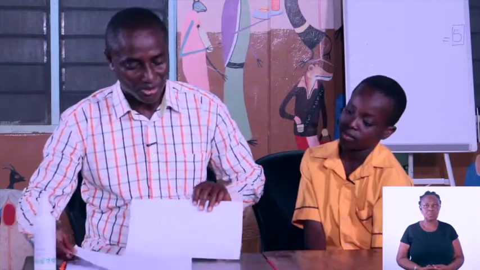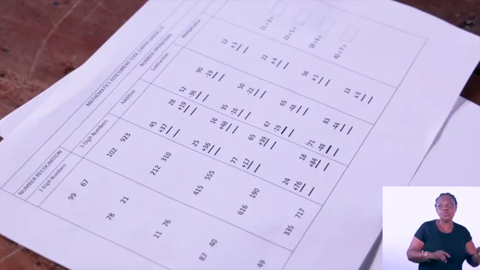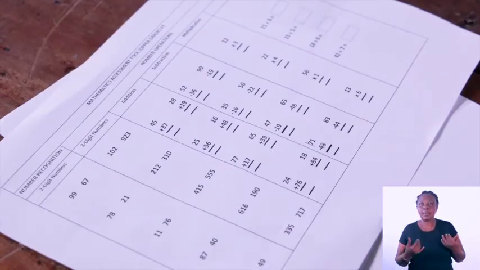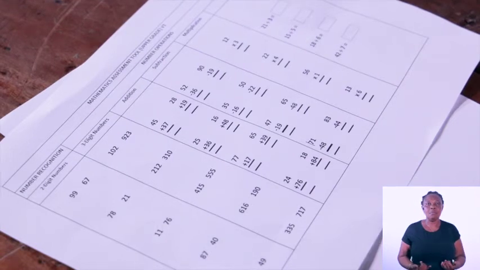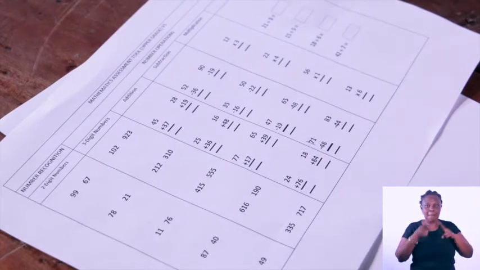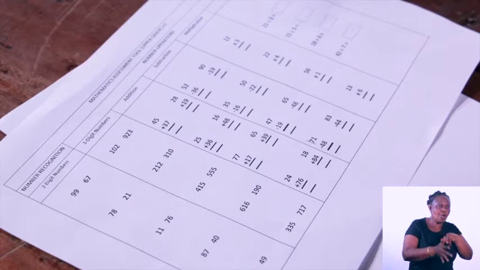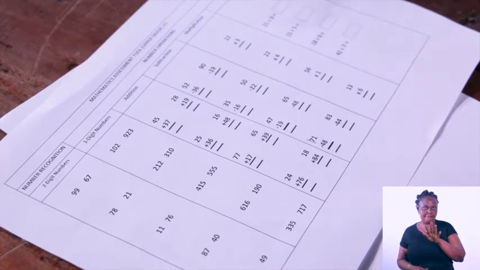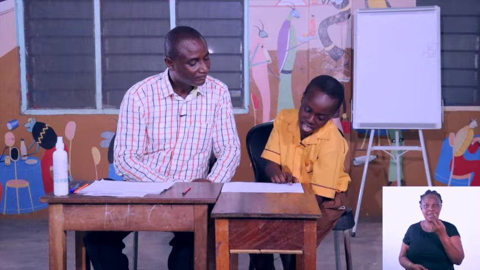Now, we'll go to the mathematics, okay? Over here, we have two-digit numbers. Point to any five of them and mention the number names. 99, 78, 11, 87, 64.